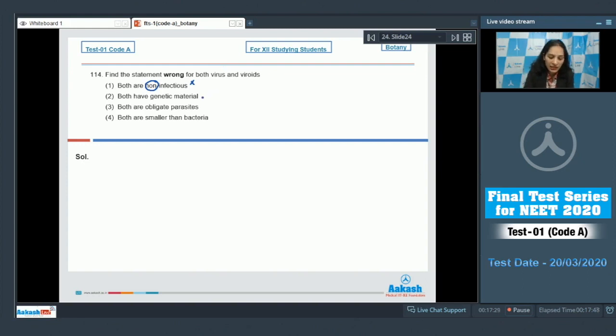Second, both have genetic material. Yes, both are obligate parasites. Both are smaller than bacteria. So the correct option for the given question is option number 1. Let's move to the next question.